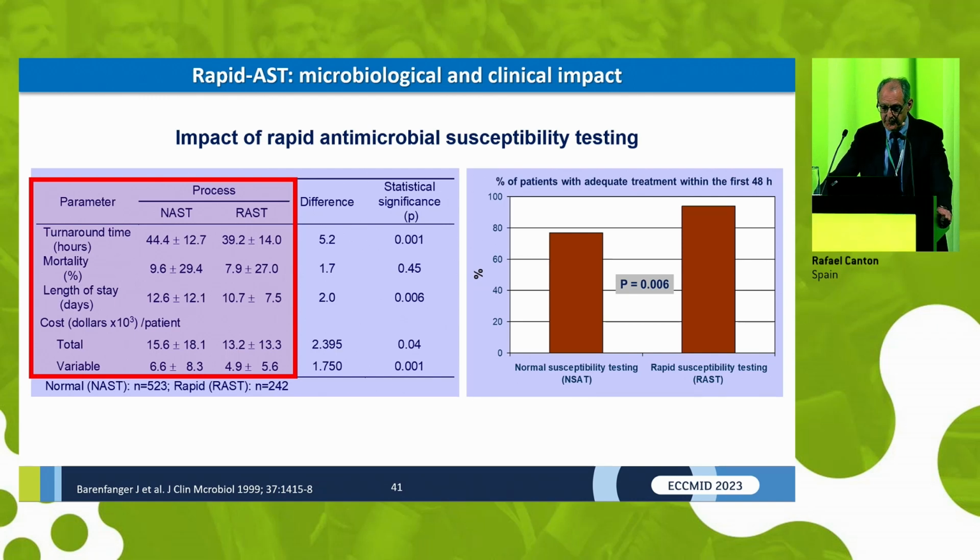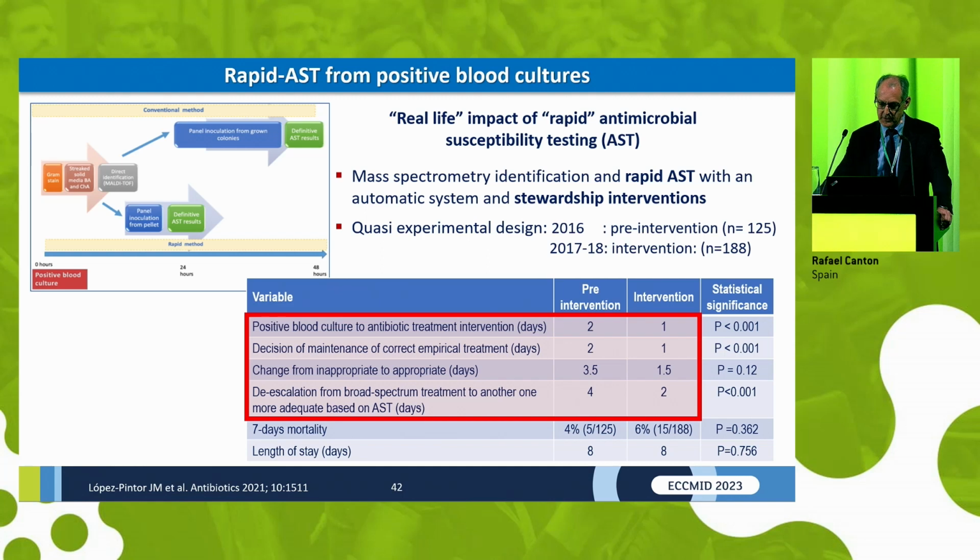Also, they have some differences in the mortality. There is no real impact there. We have the length of stay, and because the length of stay is affected, they made a rapid calculation, and they also save money. But also in the figure, you can see that using the rapid antimicrobial susceptibility testing, the patients were more adequately treated in the rapid group than in the one with the normal antimicrobial susceptibility test.